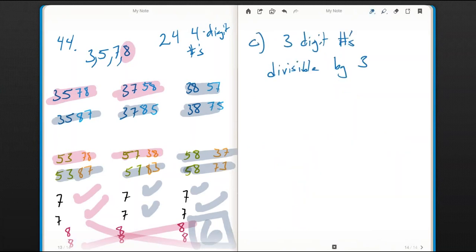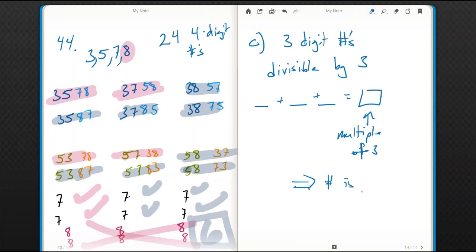Part C wants to know how many 3-digit numbers are divisible by 3. There's a trick to that. Make sure that you and your student know that trick really well, and that is, if you add up the sum of the digits of any number, and that sum is a multiple of 3, then it always is true the number is divisible by 3.